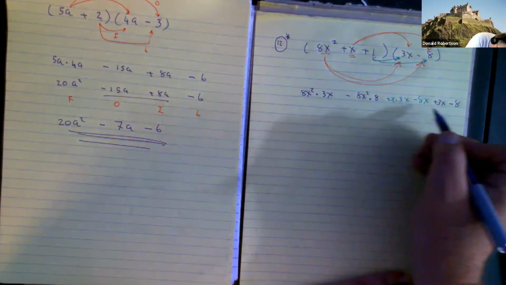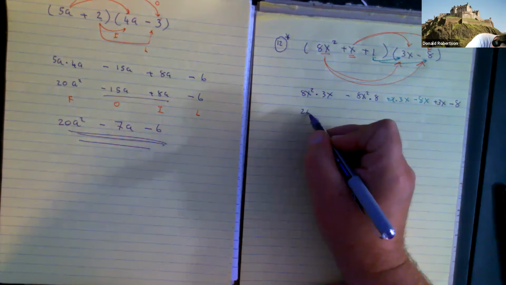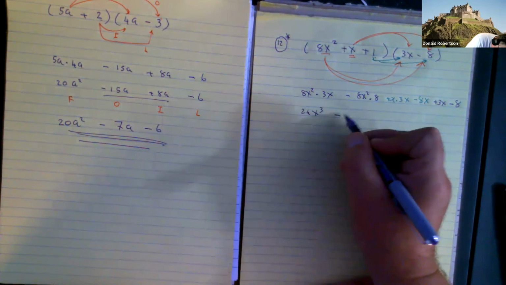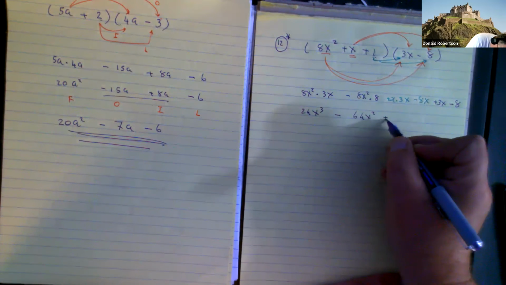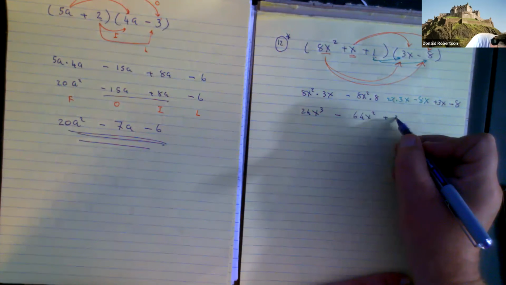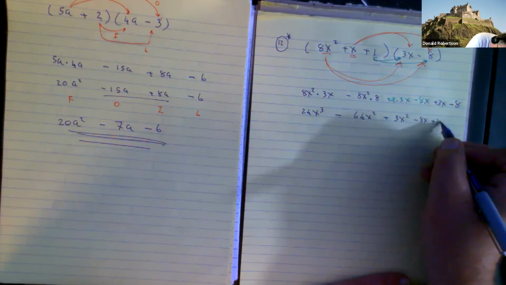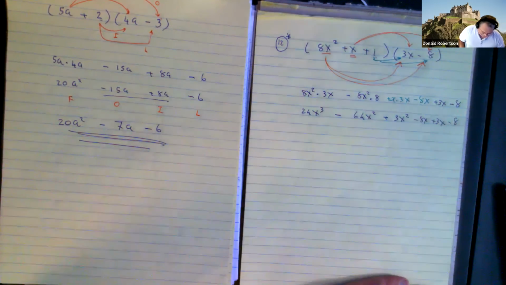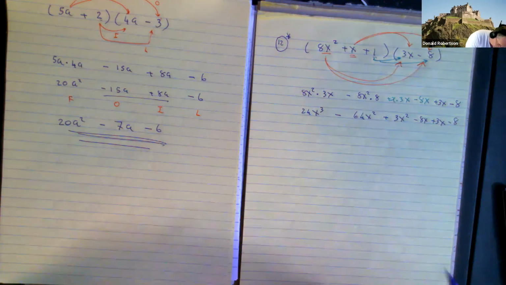Now I've got a couple that I didn't do, so let's finish these off. 8 and 3 is 24x cubed. 8 and 8 is 64x squared. X and 3x gets me 3x squared. And I'm just rewriting the other terms because they were pretty easy to do. Now at this point, you're almost finished, but not quite. What you need to do now is collect like terms.